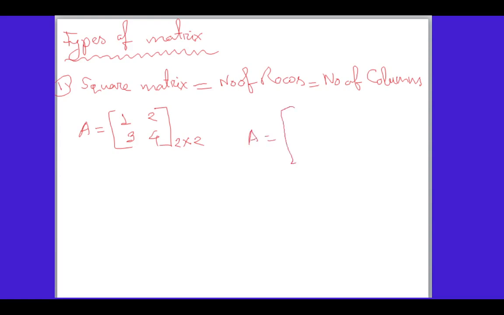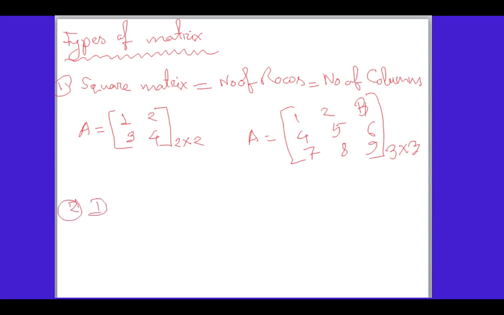Another example: 1, 2, 3, 4, 5, 6, 7, 8, 9. This is a 3 by 3 matrix. This is also a square matrix. This is the first type of matrix, in which the number of rows is equal to the number of columns.